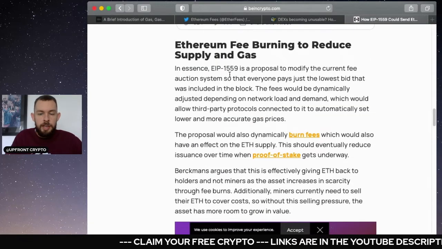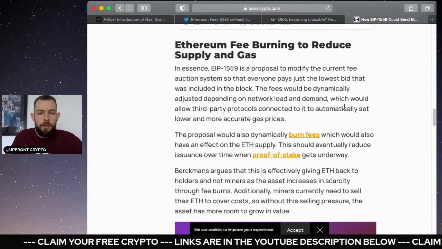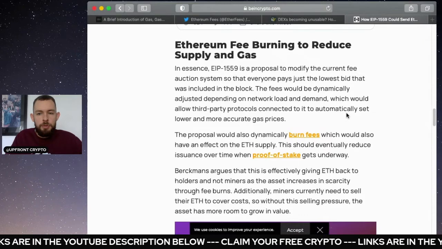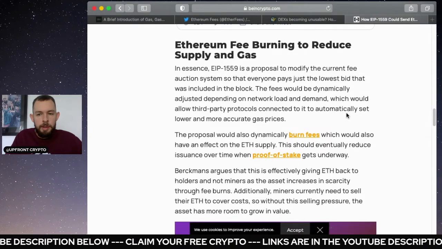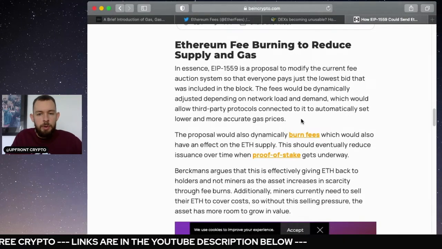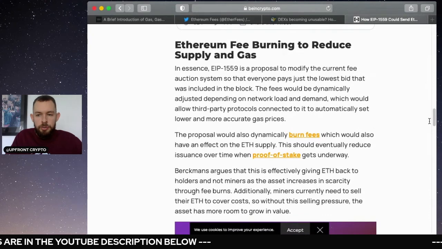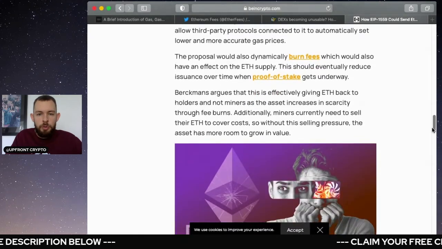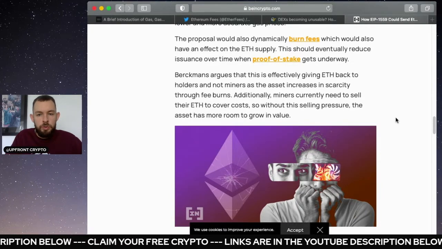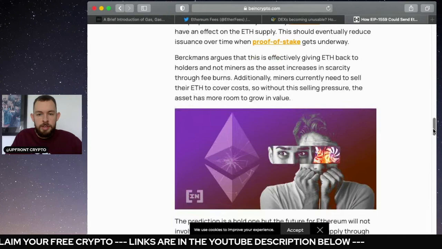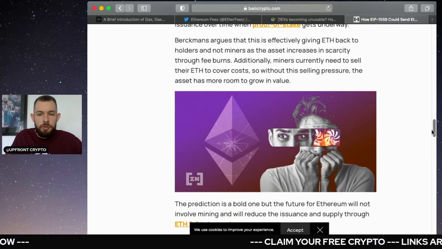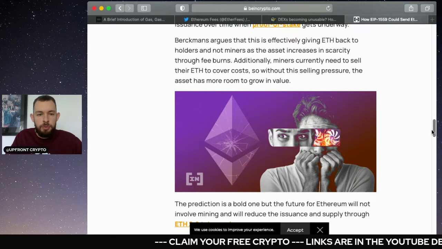So in essence, EIP 1559 is a proposal to modify the current fee auction system so that everyone pays just the lowest bid that was included in the block. The fees will be dynamically adjusted depending on the network load and demand, which would allow third-party protocols connected to it to automatically set lower and more accurate gas prices. So the proposal would dynamically burn fees, which would also have an effect on the ETH supply. Bertman argues that this is effectively giving ETH back to holders and not miners as the asset increases in scarcity through fee burns. Additionally, miners currently need to sell their ETH to cover costs, so without this selling pressure, the asset has more room to grow in value.